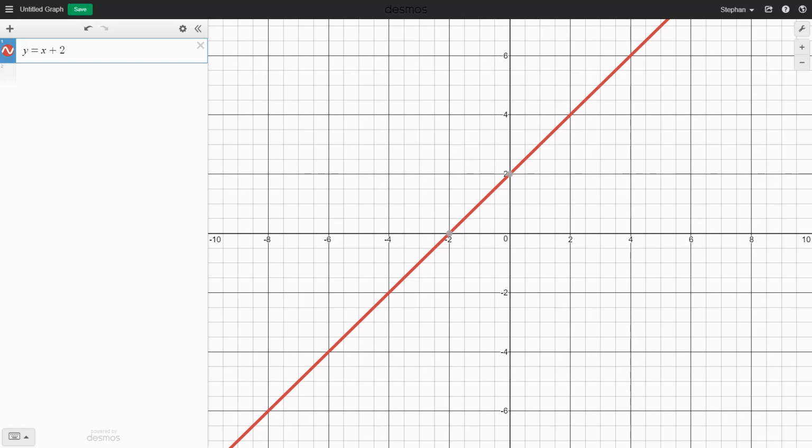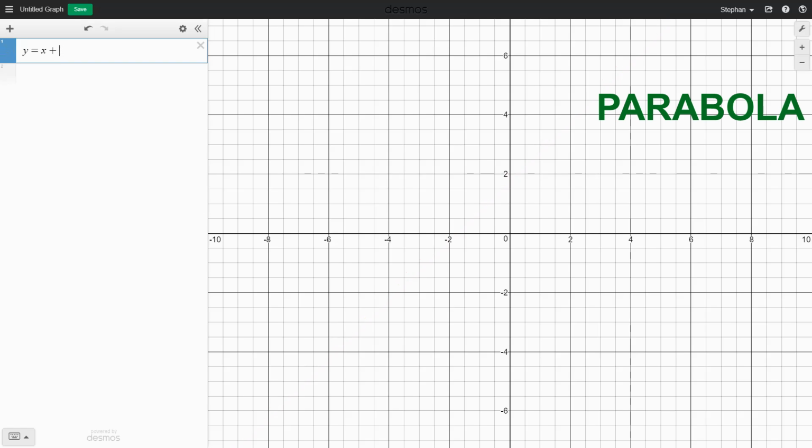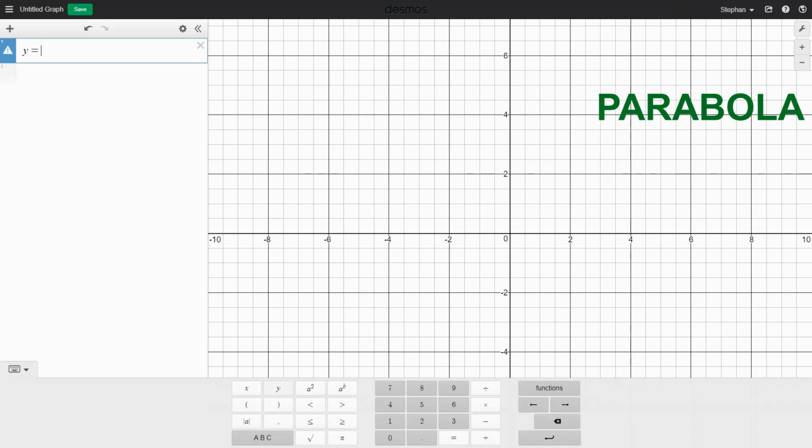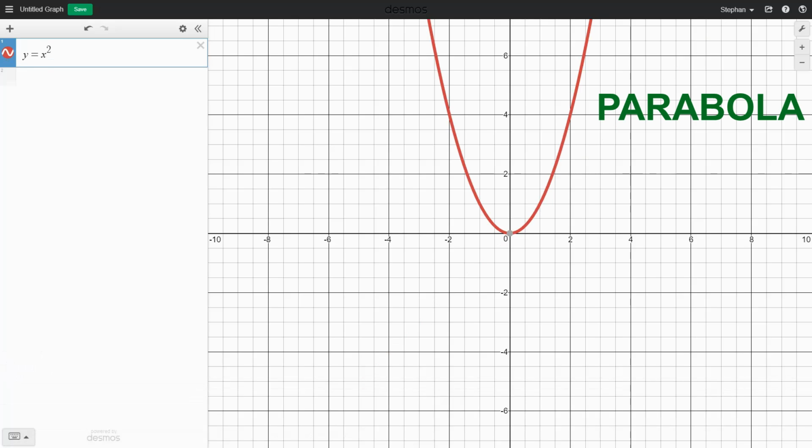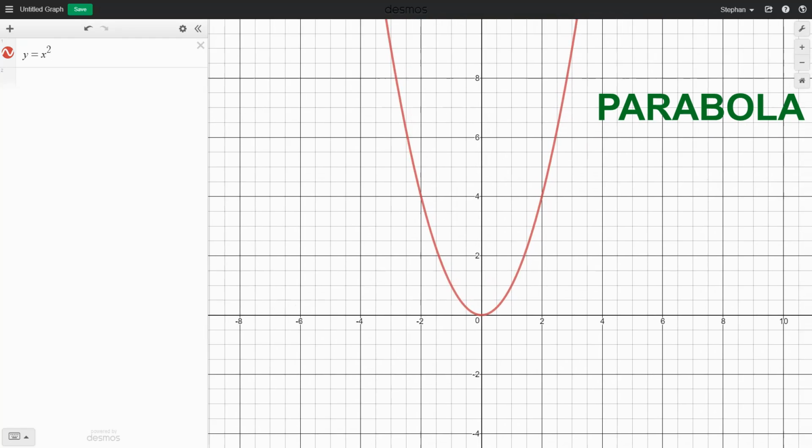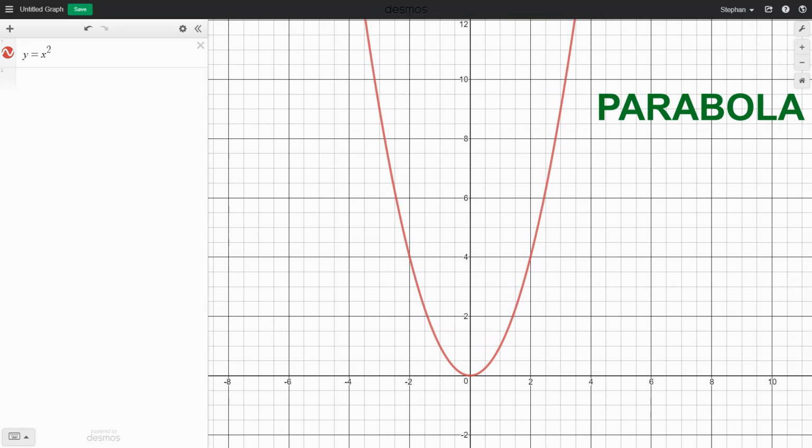So the next step is to understand what a parabola is. And for that, I'm going to change this equation just a little bit. I'm going to use the on-screen keyboard just so you can see what I'm typing. And I've typed here x squared. So now the relation is y equals x squared. So the relationship is whatever I choose for x, I have to square that number and that will give me the y value. And you can see the shape that it makes here.